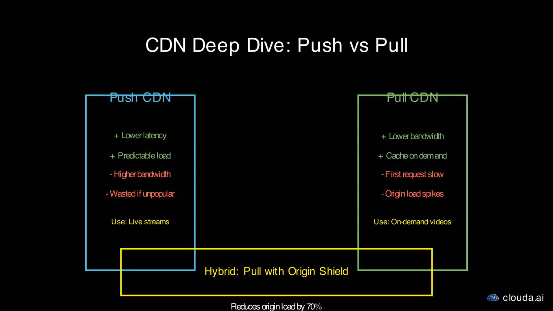We chose a hybrid approach: pull CDN with Origin Shield. Origin Shield is CloudFront's middle caching tier that sits between edge locations and origin. It reduces origin load by 70% by consolidating requests.